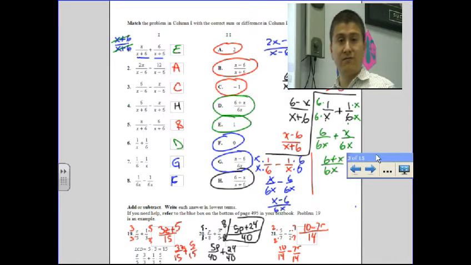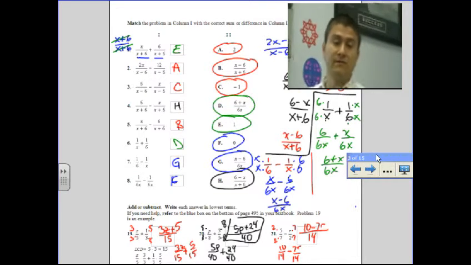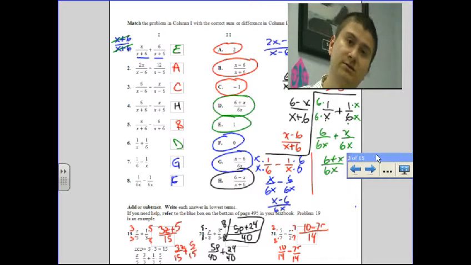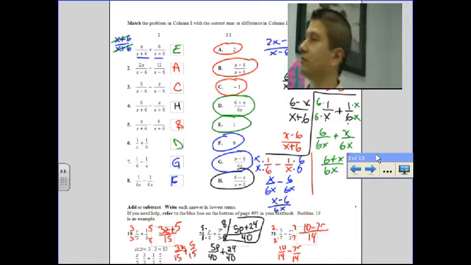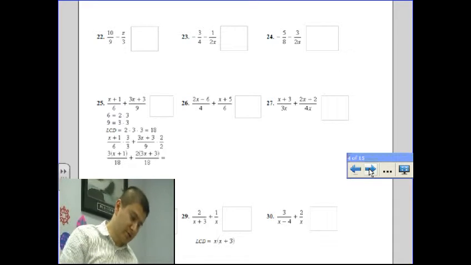Hopefully, not terribly confusing. But remember, if at any time you get confused, you can go back in the video, listen to it again. If that doesn't make sense, you can always come in and get some help here. Alright, let's try the next page. Page 36, turn that over.